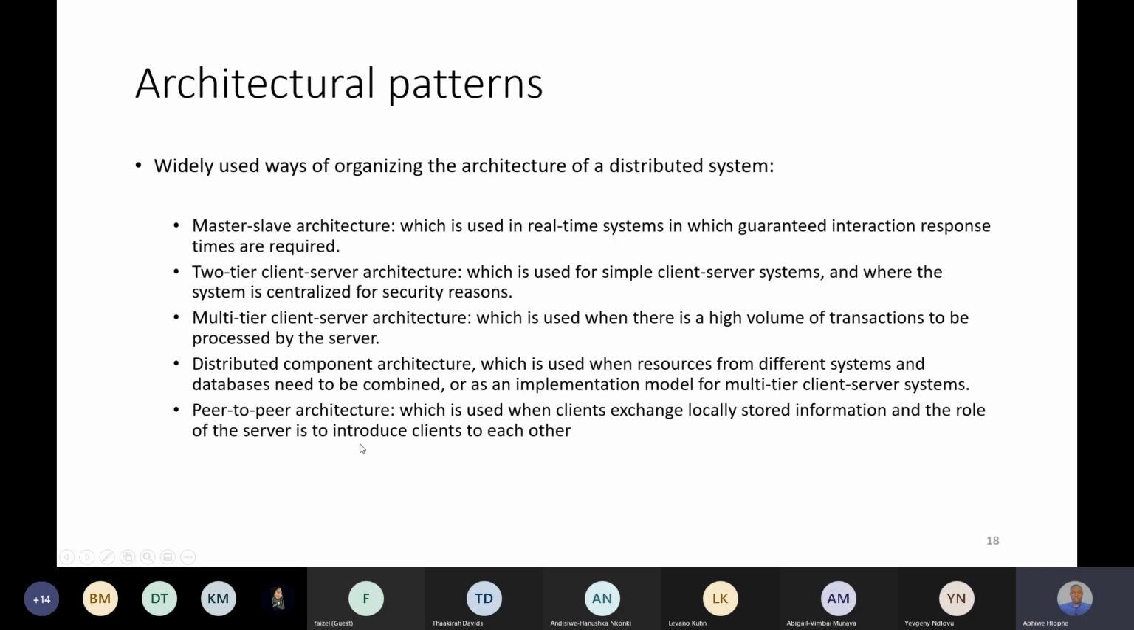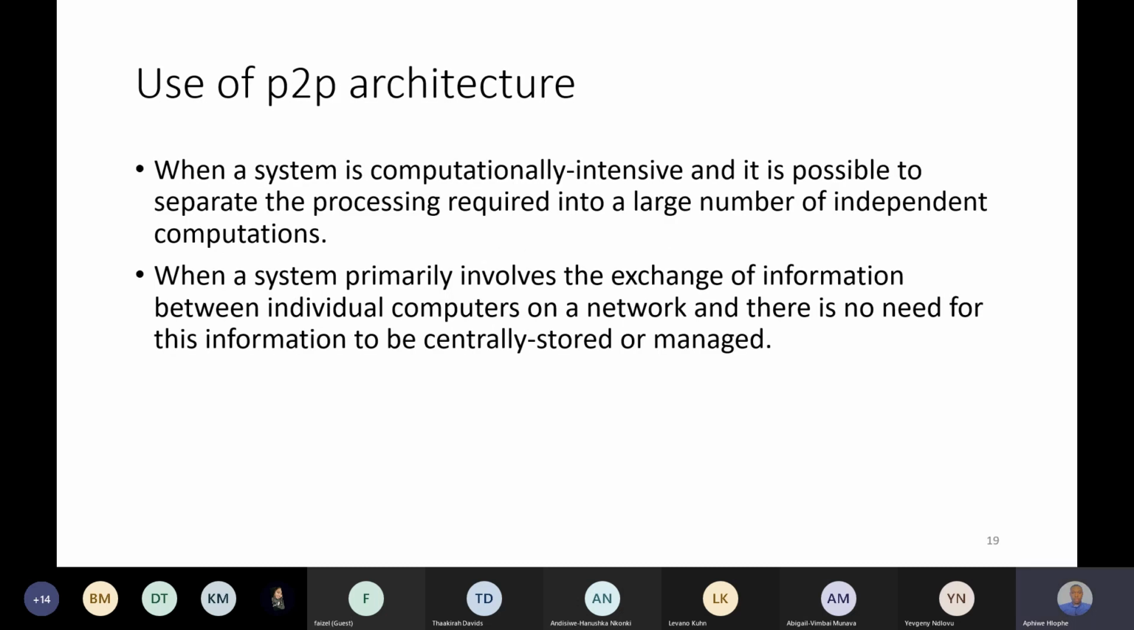And then we also have the peer-to-peer architecture, which is used when clients exchange locally stored information, and the role of the server is to introduce clients to each other. So with peer-to-peer, you can have no server at all, and that's a typical peer-to-peer. Each computer is its own server. So peer-to-peer is used when a system is computationally intensive and it is possible to separate the processing required into a large number of independent computers. So when it comes to peer-to-peer, there is no server at all, okay? Each computer is in charge.